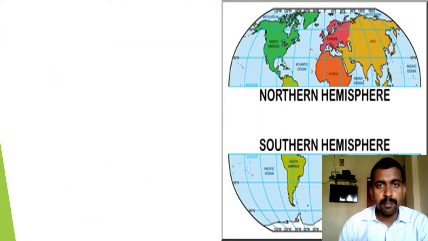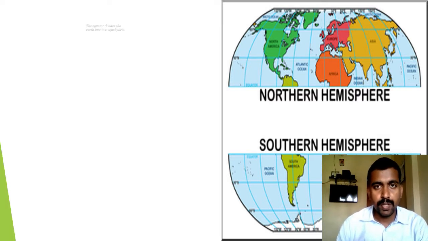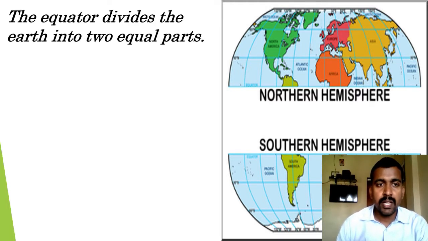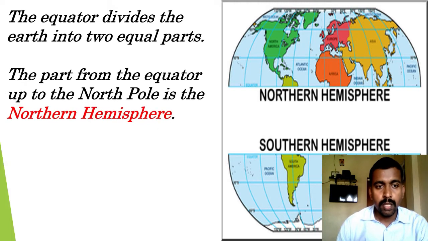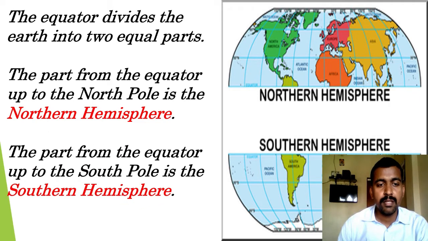Now let us see the meaning of the northern hemisphere and the southern hemisphere. The equator divides the earth into two equal parts, that is northern hemisphere and the southern hemisphere. Northern hemisphere means the part from the equator up to the north pole. Southern hemisphere means the part from the equator up to the south pole.